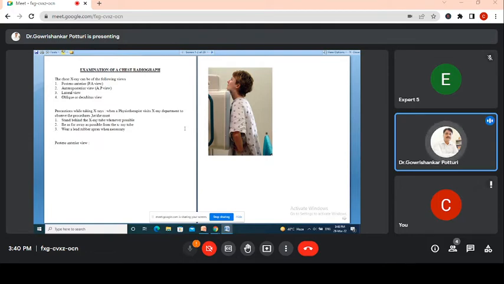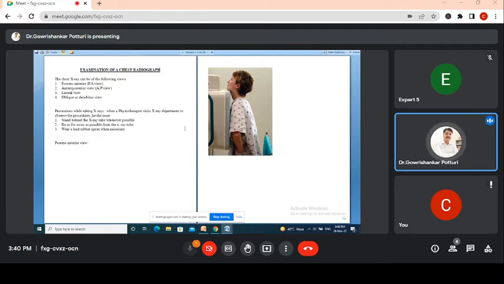Now, what are the precautions to be taken while taking X-rays? When a physiotherapist visits the X-ray department to observe the procedure, he or she must stand behind the X-ray tube whenever possible. We should not get exposed to the X-rays. Be as far away as possible from the X-ray tube. Wear a lead rubber apron when necessary.